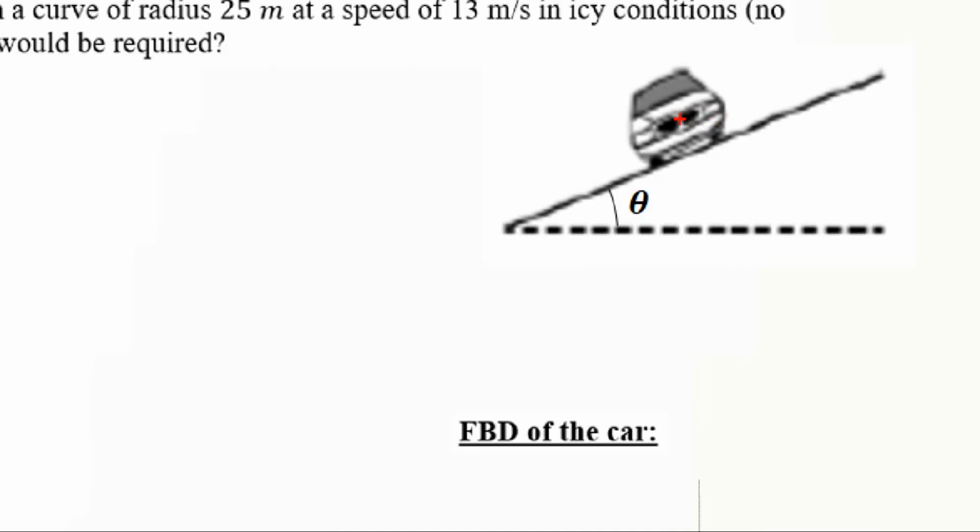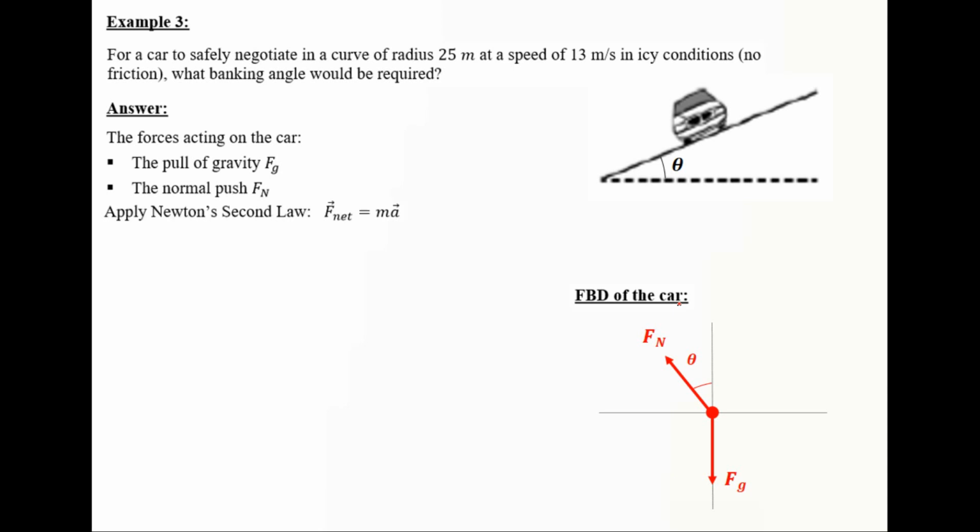Although this car is tilted, and usually we expect the FBD to have the x-axis along the ramp, remember that for this particular problem the x-axis is horizontal and the y-axis is vertical. For this reason, I have represented the FBD like that. We have the pull of gravity down, and the normal push perpendicular to the ramp, which makes an angle theta with the vertical. And here we have no friction.